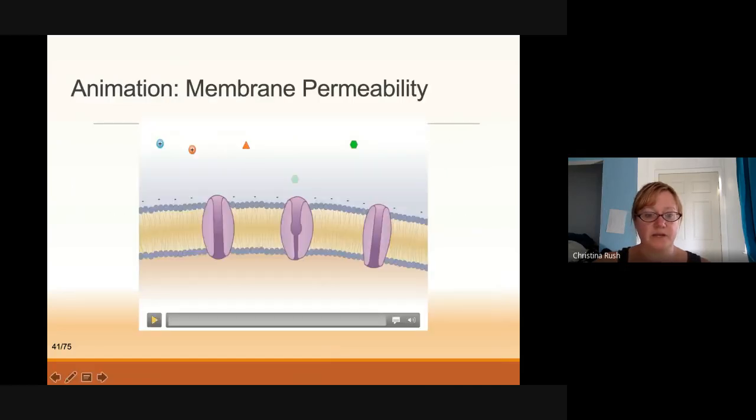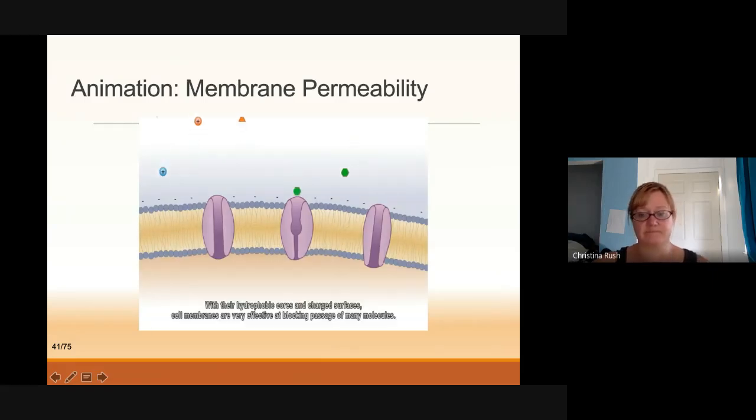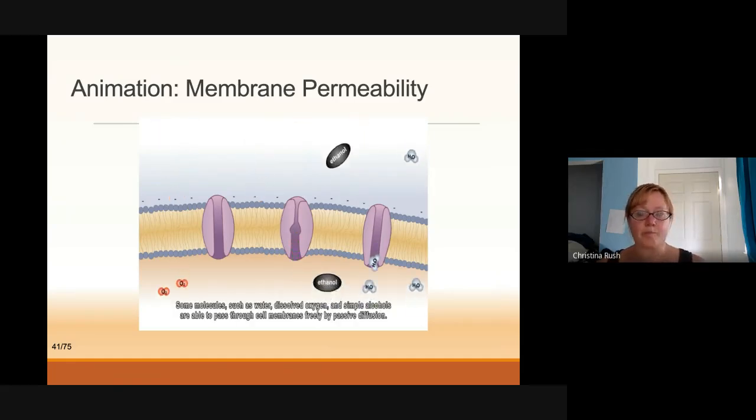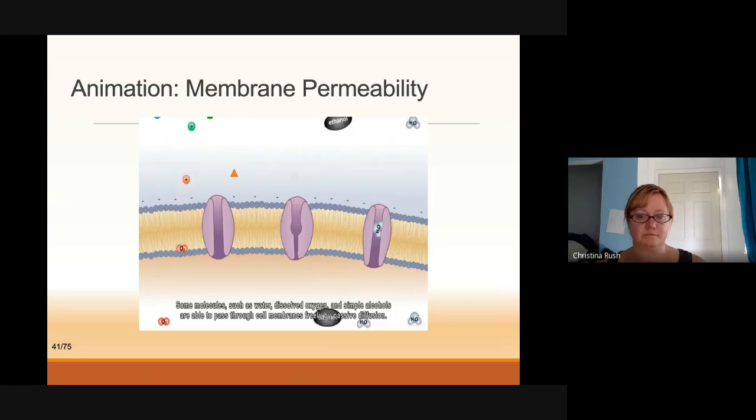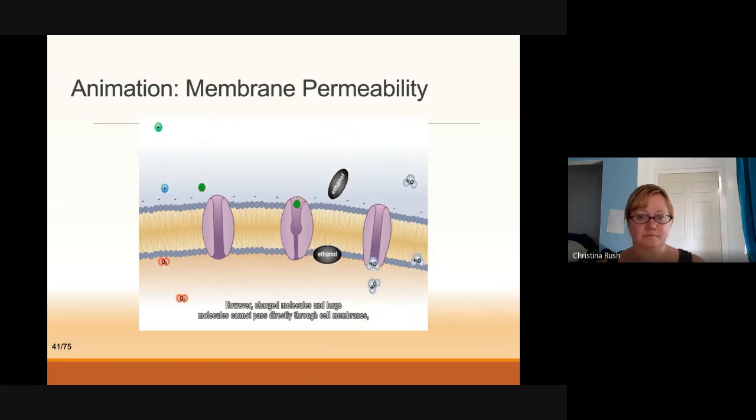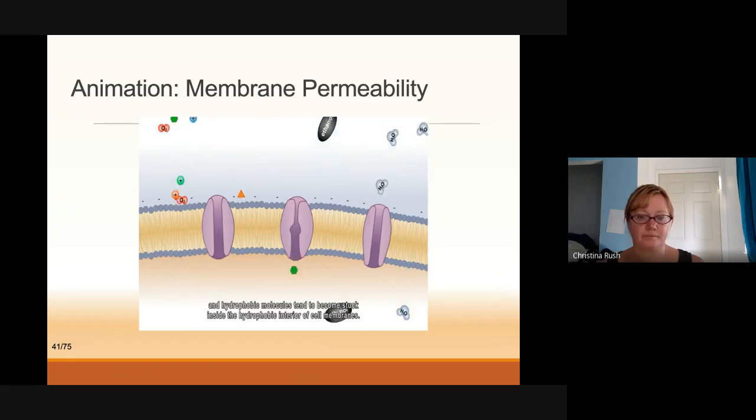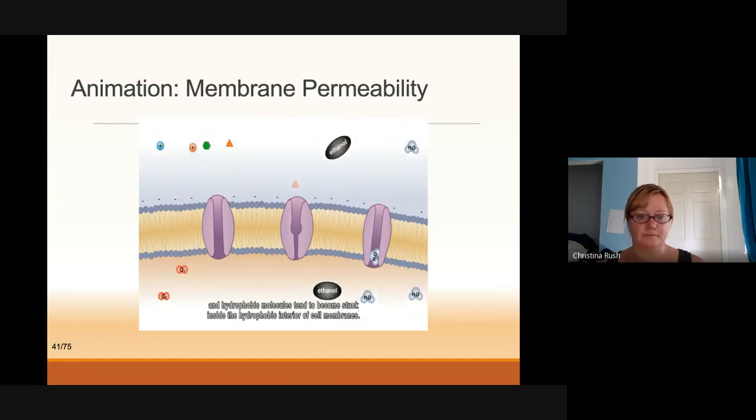Here we are. So we're going to get into membrane permeability. We have a number of slides. We'll let this guy start. With their hydrophobic cores and charged surfaces, cell membranes are very efficient at blocking passage of many molecules. Some molecules, such as water, dissolved oxygen, and simple alcohols, are able to pass through cell membranes freely by passive diffusion. However, charged molecules and large molecules cannot pass directly through cell membranes, and hydrophobic molecules tend to become stuck inside the hydrophobic interior of cell membranes.